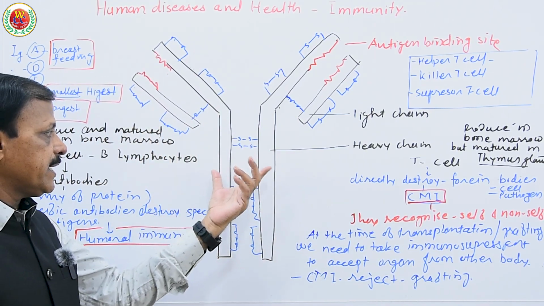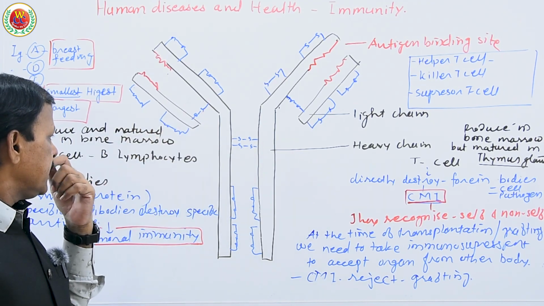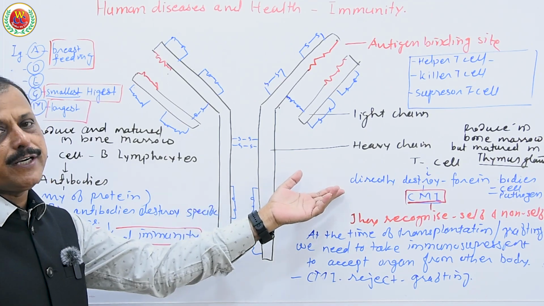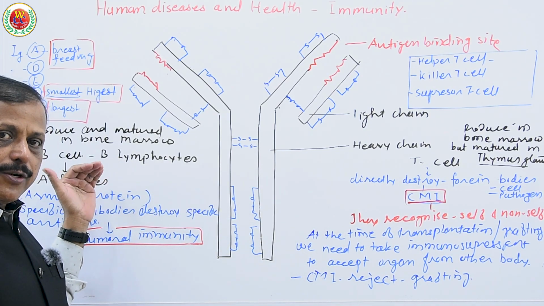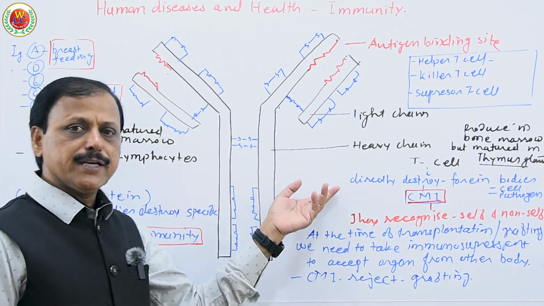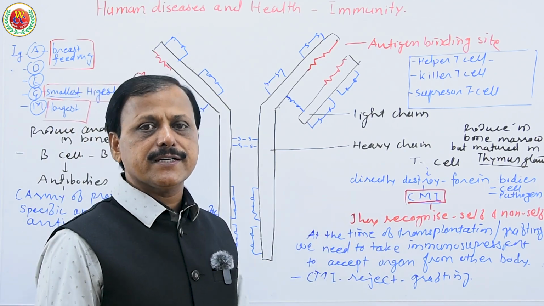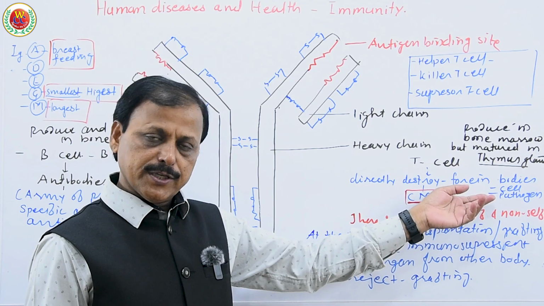Draw a labelled diagram of antibody and explain its structure. Also, a question can be asked: what are humoral immunity and cell mediated immunity? Humoral immunity is where a specific chemical called antibody is produced to destroy the specific antigen, and cell mediated immunity is where cells directly fight against non-self, either tissue, organ or pathogen.